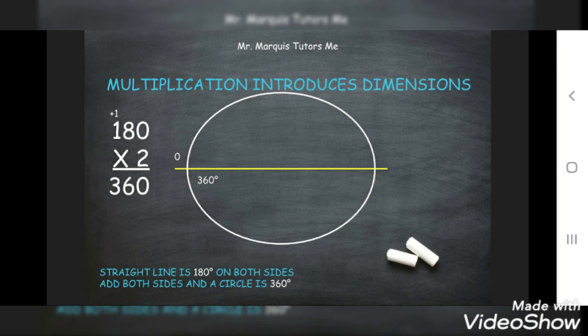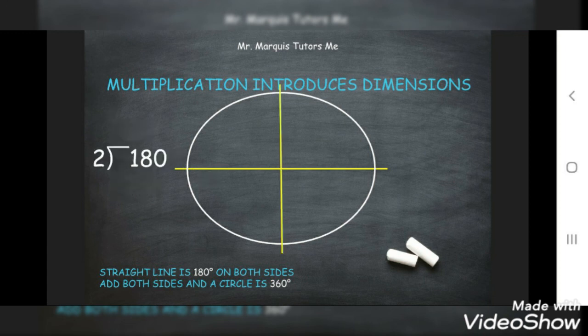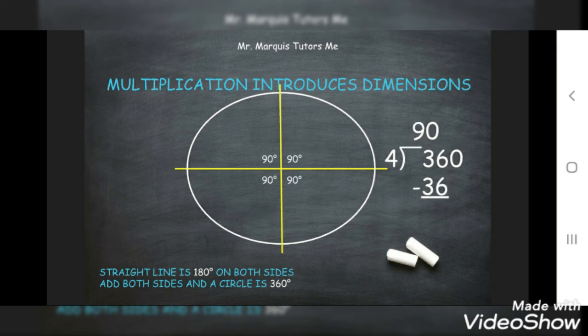Now, what if I divided that 180 degrees into two? 180 divided by 2 would be 90. The same way dividing this 360 into 4s is the same 90. So now it's divided into 4 and you're at a 90-degree angle. Each pie piece, let's say it's a pie now. Each pie piece is worth 90 degrees.